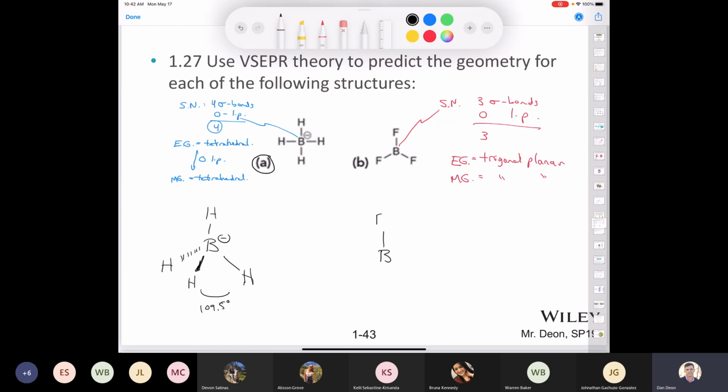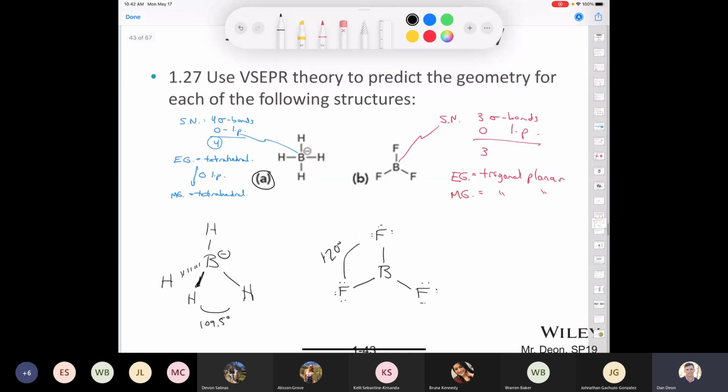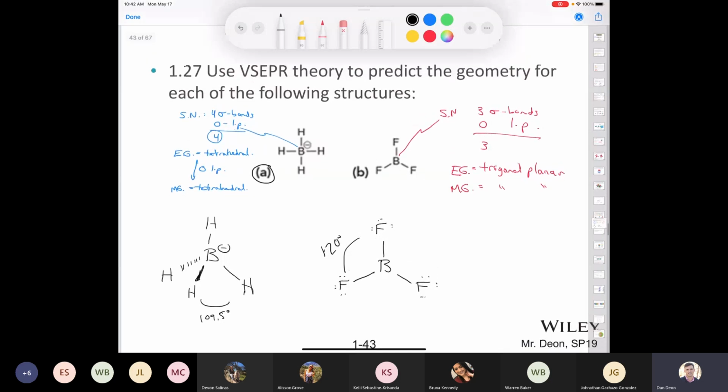So we could put those in. We have our boron with the 3 fluorines. We'll put in all the lone pairs like that. And then we'll put in the bond angle, which is 120 degrees. And so this is trigonal planar. There you go. We've used VSEPR theory to predict the molecular geometry and the electron geometry for both of these structures.